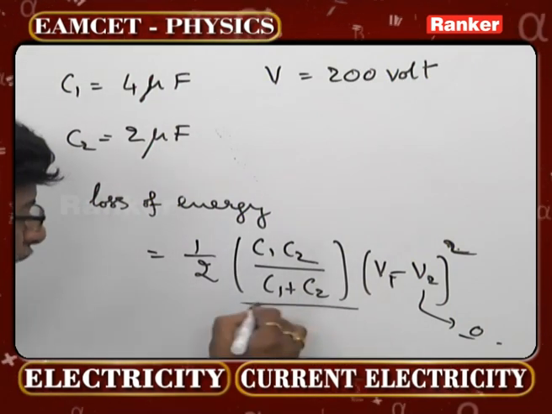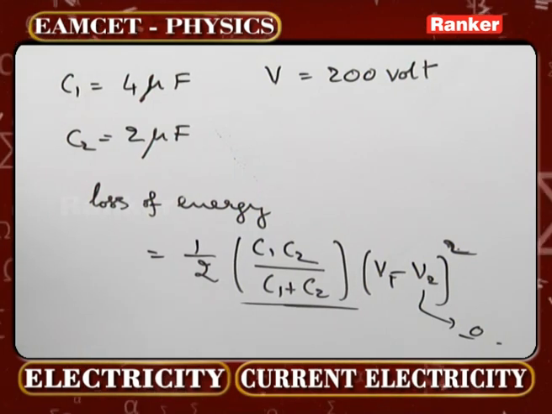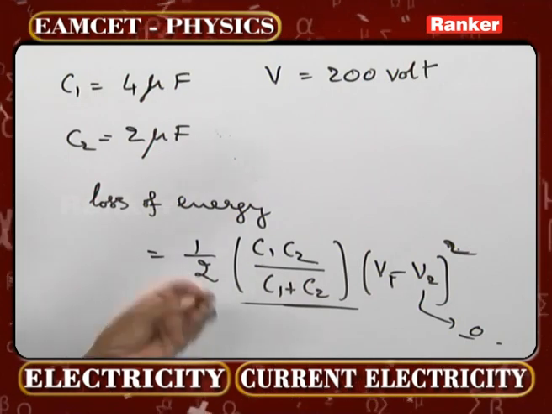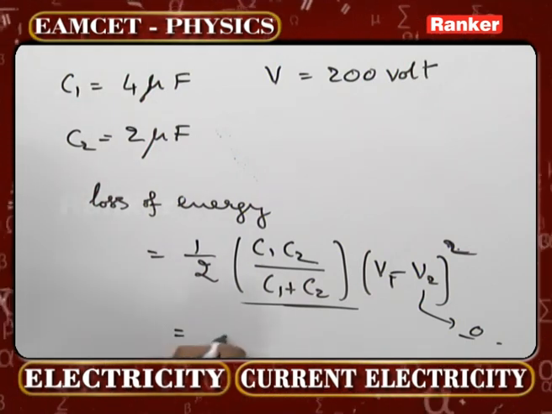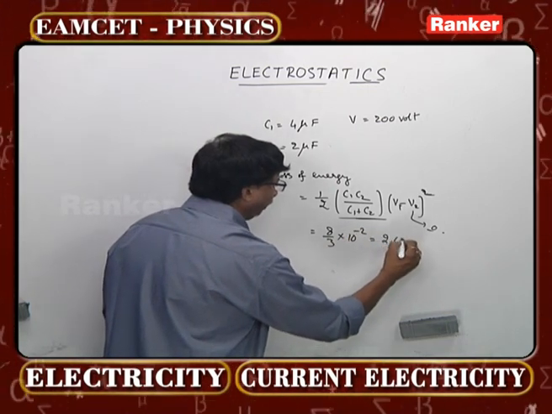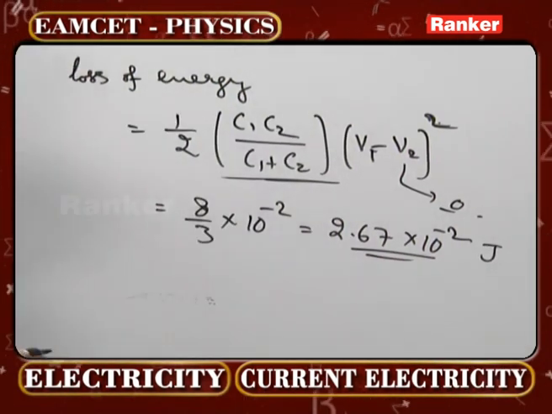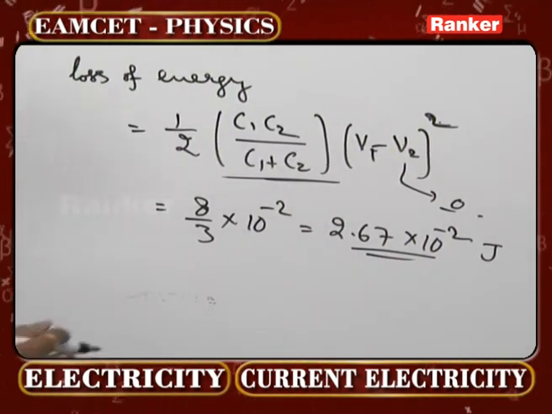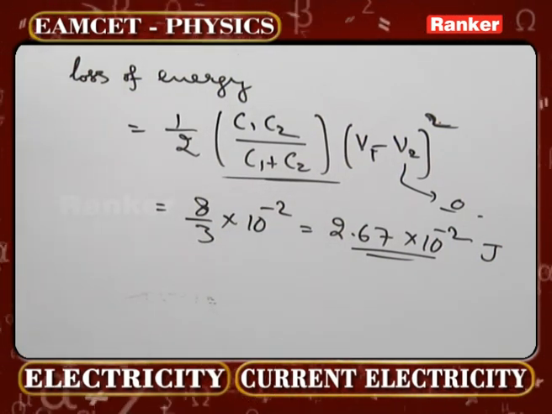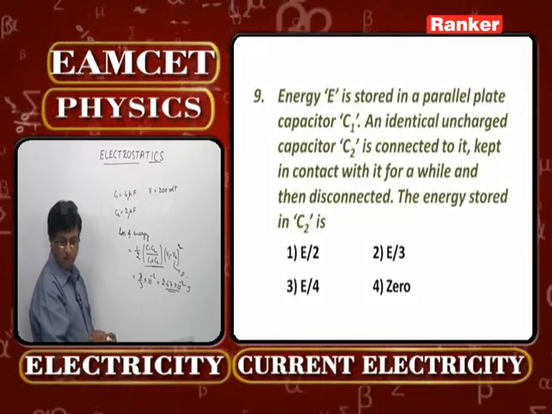So if you apply this formula directly and substitute the values over there and simplify, you will be getting 8 by 3 into 10 power minus 2. 8 by 3 into 10 power minus 2. That in the sense what? You will be getting 2.67 into 10 power minus 2 joule. That is going to be the loss of energy there. So what you should understand in this case is fourth option is the correct option for this question number 8. Look at the next number, that is problem number 9.